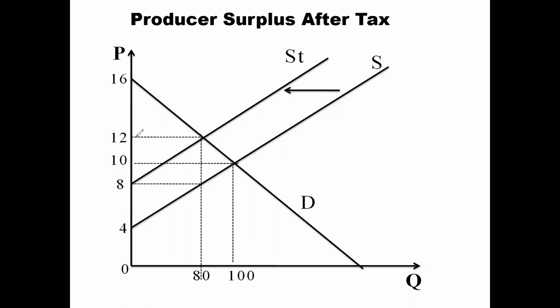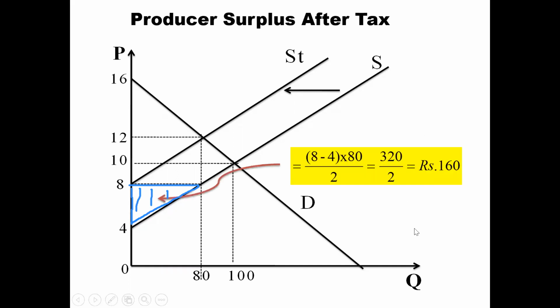Right? This other area also gives the same answer, but it is wrong. This is not the correct area. The correct area is this area. Why? Because the producer finally receives 8 rupees. Producer surplus depends on the price received by seller. The answer is 160.